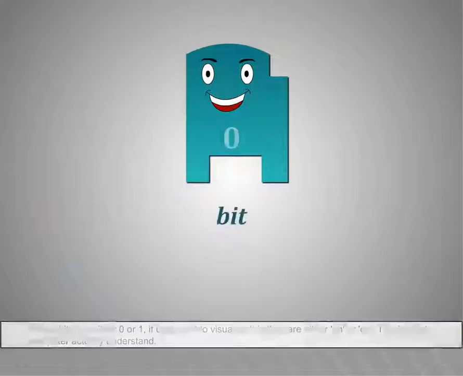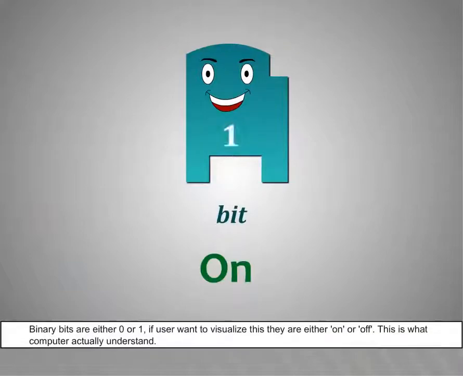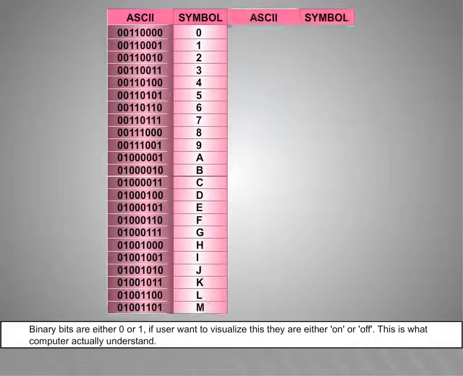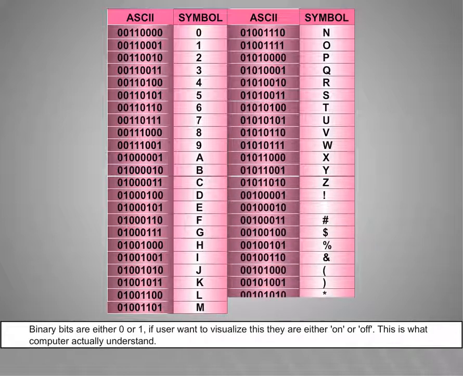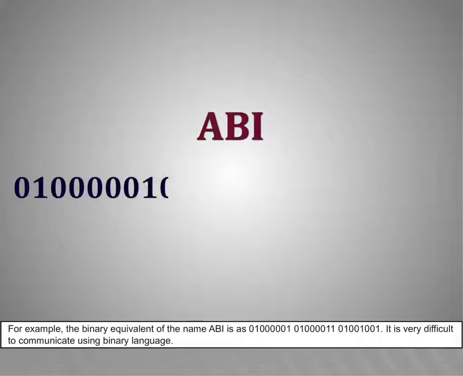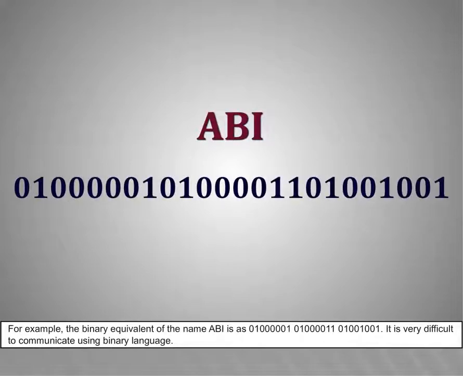Binary code. Binary bits are either 0 or 1. If the user wants to visualize this, they are either on or off. This is what the computer actually understands. For example, the binary equivalent of the name ABI is as follows: 01000001 01000001 01000001. It is very difficult to communicate using binary language.